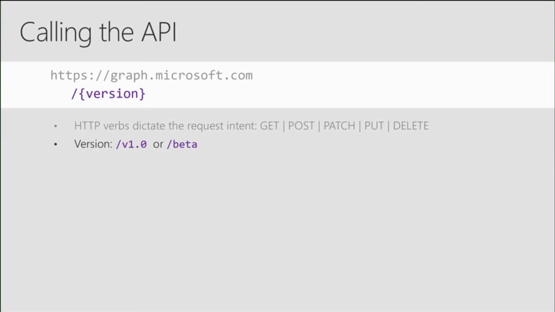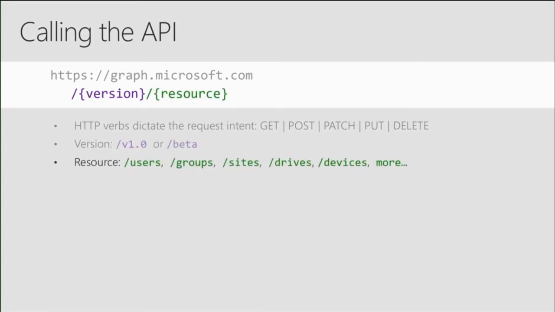And then from there, as we build this URL, we have a version. We have a preview version, which is on beta, and we have a generally available GA version, V1, which is where we want you to take production dependencies for your production apps. And next, in this URL, we have a resource. So this is the thing that you want to get access to. So whether it's drives, groups, devices, and much, much more.